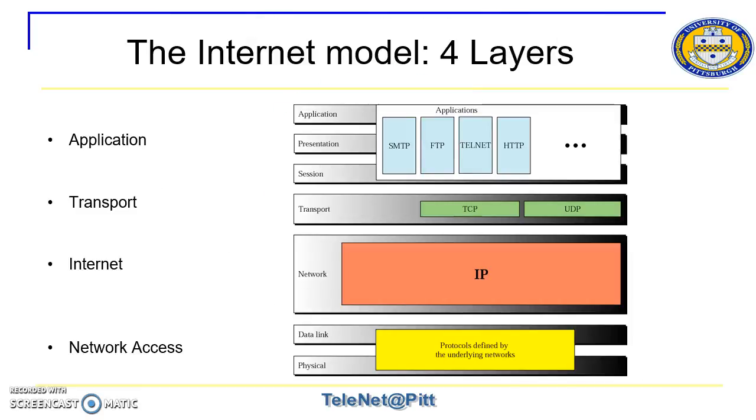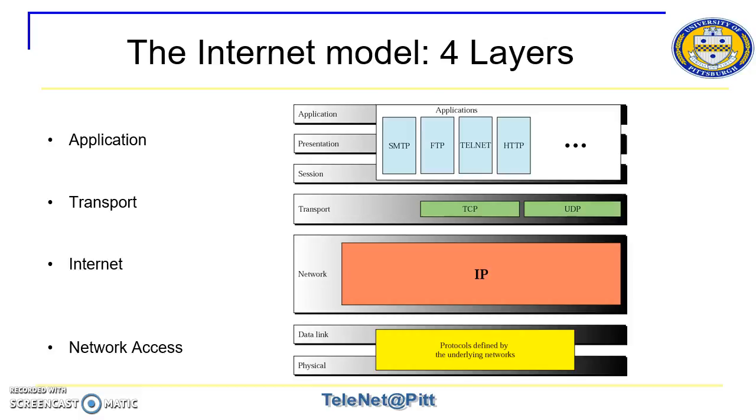There is another reference model called the 4-layer Internet model. This is commonly seen in data communications. Here, the application layer consists of layers 7, 6, and 5 of the OSI model. So the application, the presentation, and the session layers of the 7-layer OSI model are condensed to form the application layer of the 4-layer Internet model. Similarly, the data link and the physical layers of the 7-layer OSI model are condensed to form the network access layer of the 4-layer Internet model.